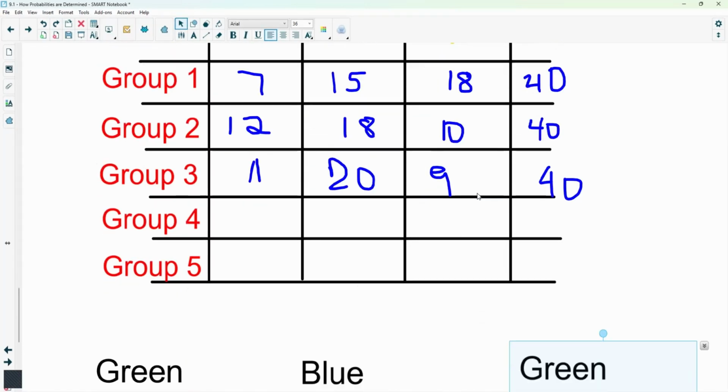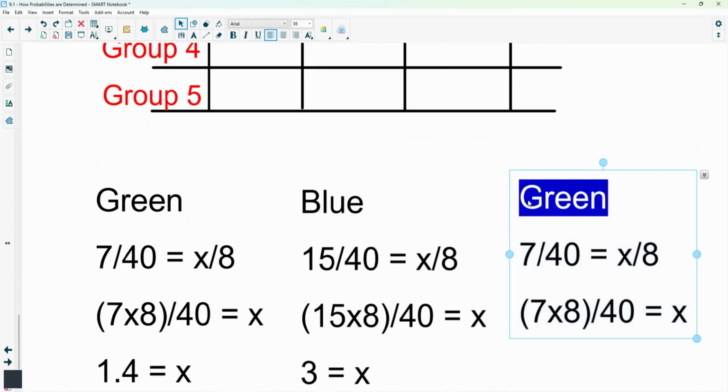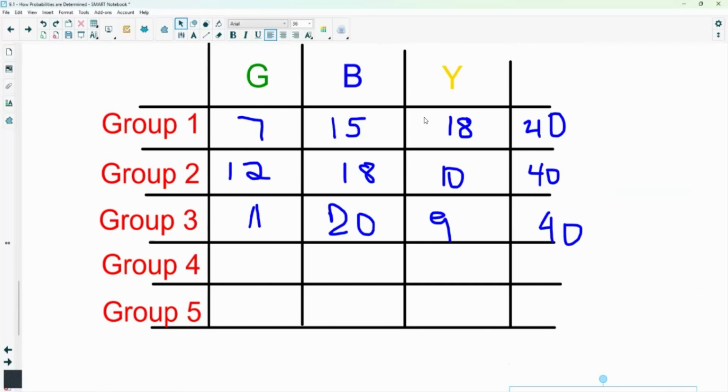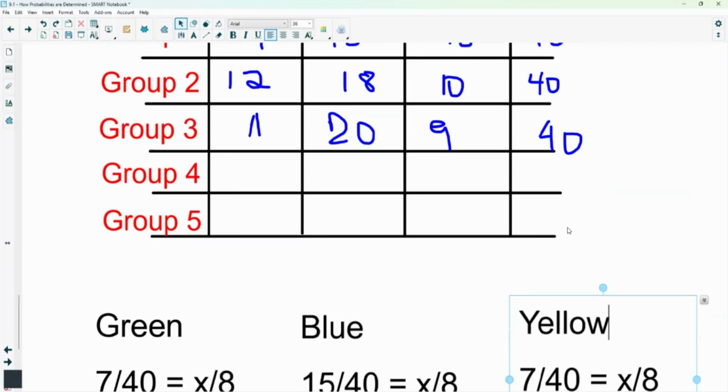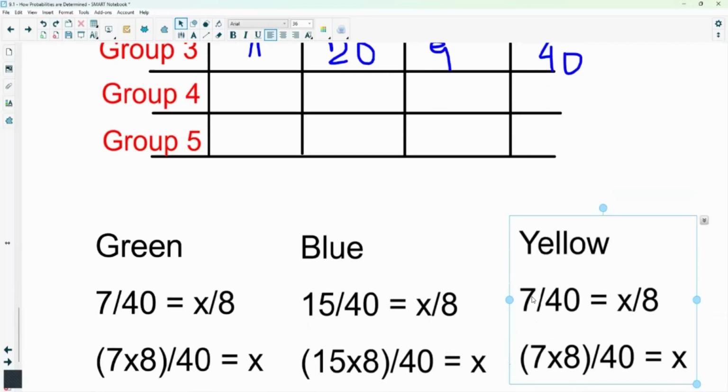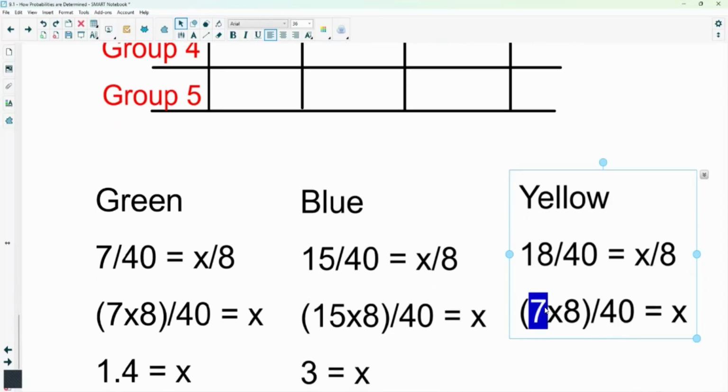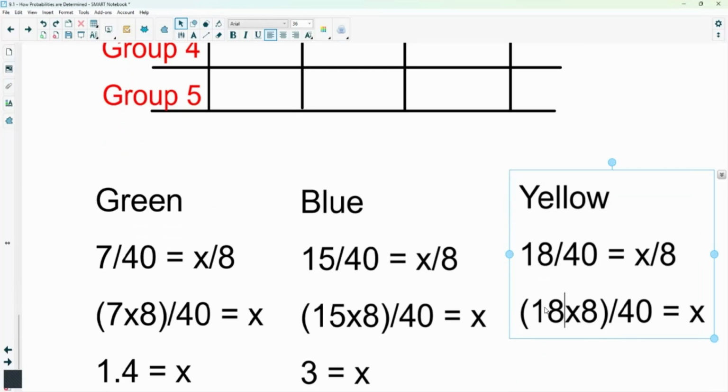And then the last one, they're yellow. So we're going to put here yellow. And then yellow, they got 18. So this is going to be 18 out of 40 equals to x over 8. And then we're going to do 18 times 8 divided by 40. You're going to get 3.6.